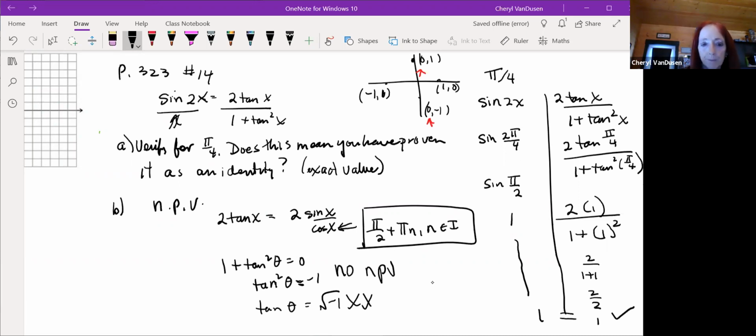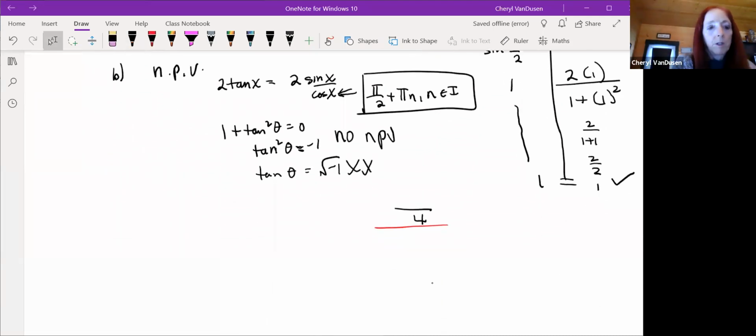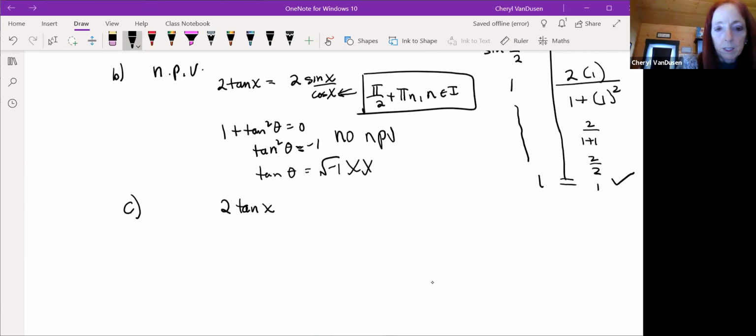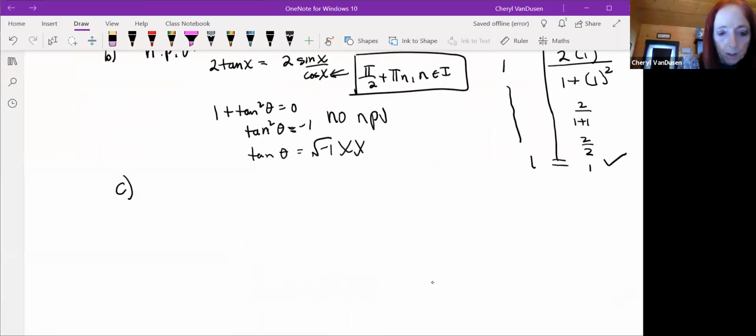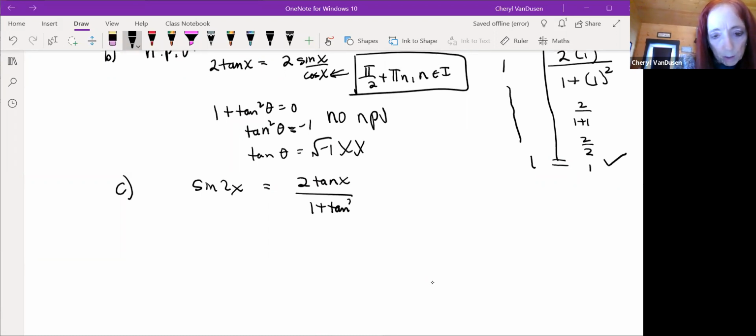Now we're supposed to verify. So now we actually have to prove it, basically is what they're asking us to do. So let's go and finish the question by doing an algebraic proof. So the left-hand side is sine 2x. And then we're supposed to prove that it equals 2 tan x over 1 plus tan squared x. Okay, set up the format.